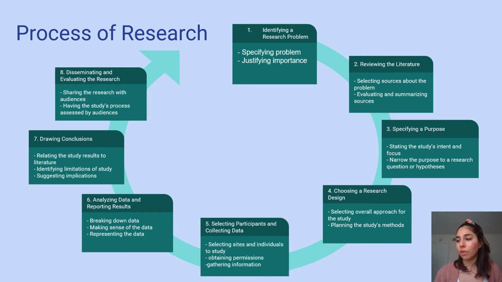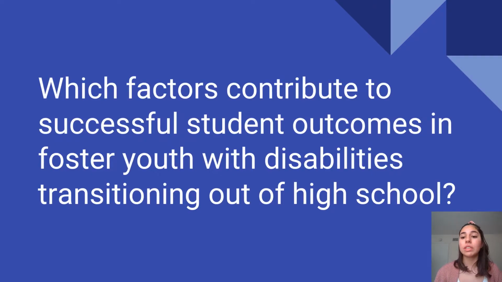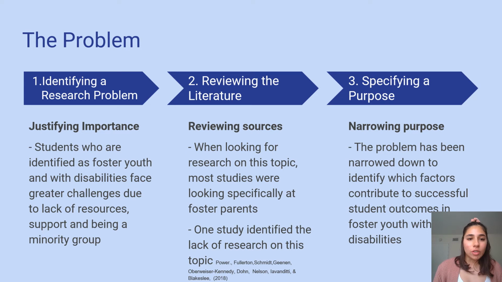And then going from there, my research question overall is: which factors contribute to successful student outcomes in foster youth with disabilities transitioning out of high school? So it seems like a lot, it's kind of a mouthful, it's a long question, but we're going to break it down. We're going to go through what it would look like and how it would play out following the process of research. So we're going to start with the problem, and those are the first 3 steps. It kind of covers the problem.